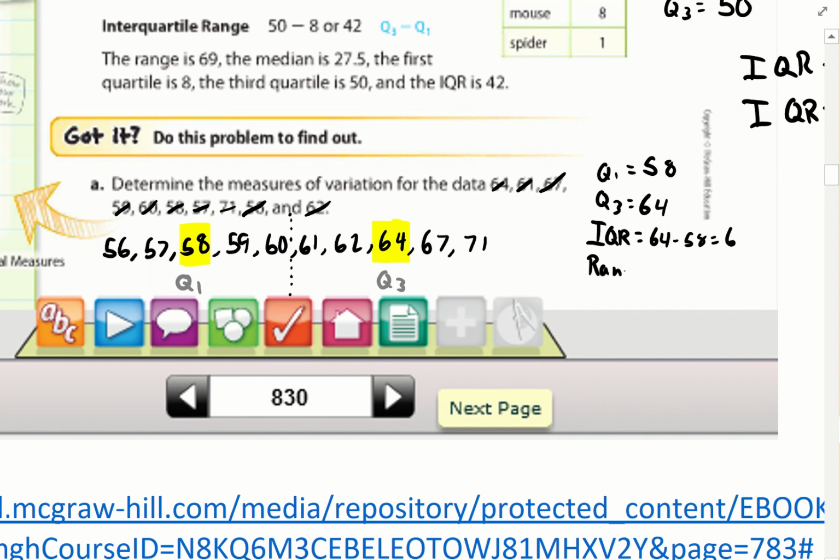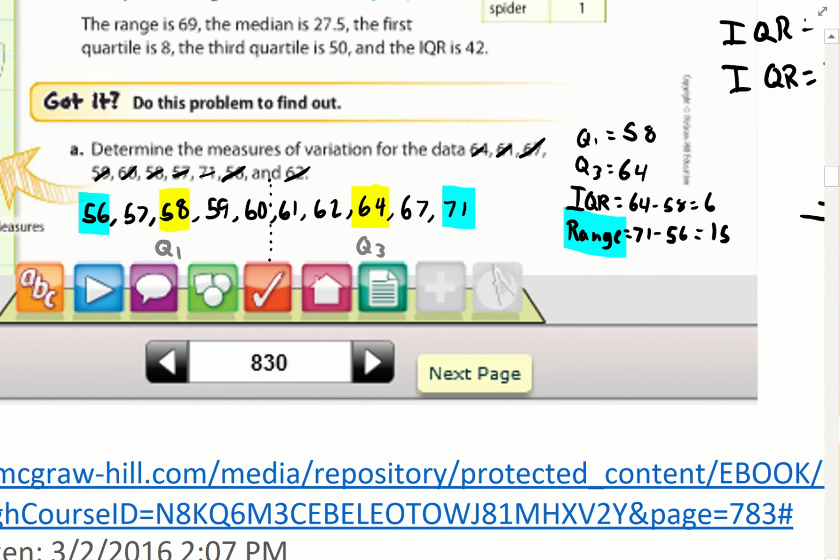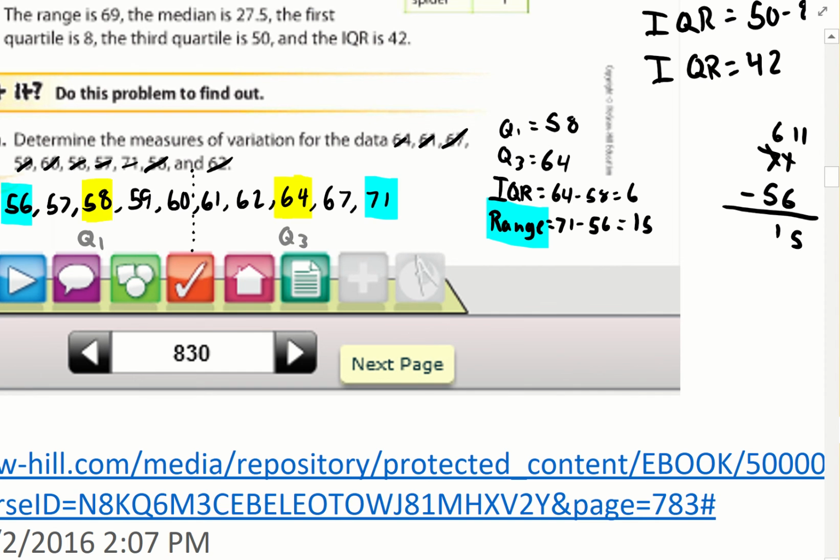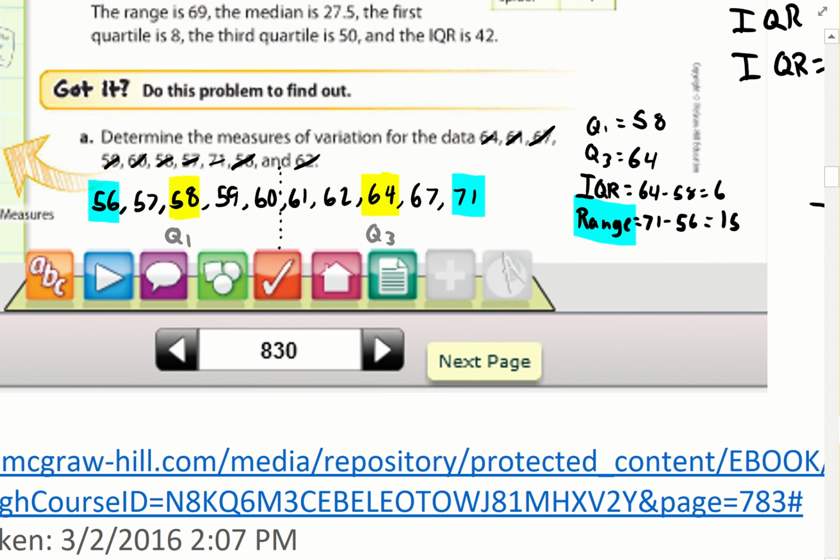And the last thing I need is my range. That's my highest value and my lowest value. So my range is 71 minus 56. That equals 15. So it's a lot of information, but once you get the information down, you're just jotting it down.